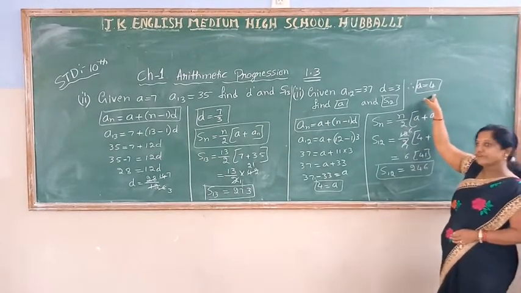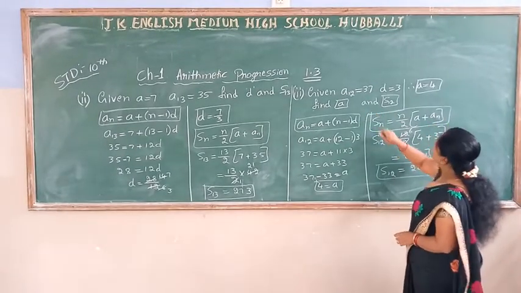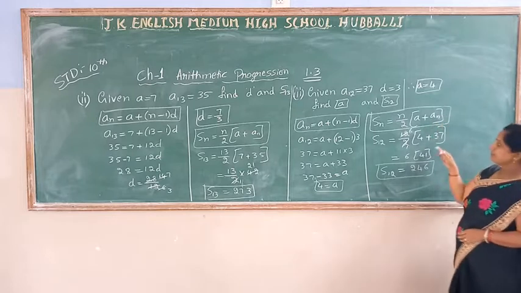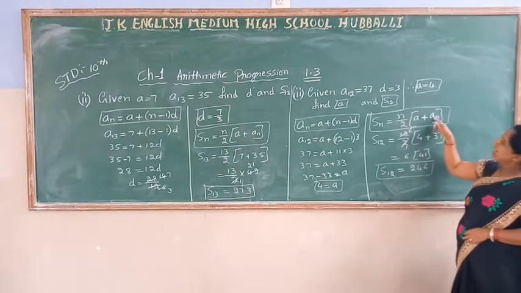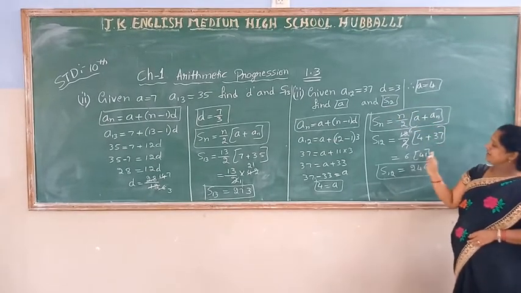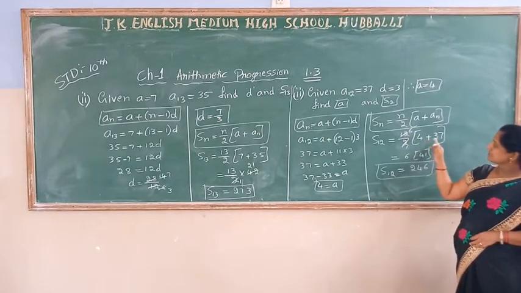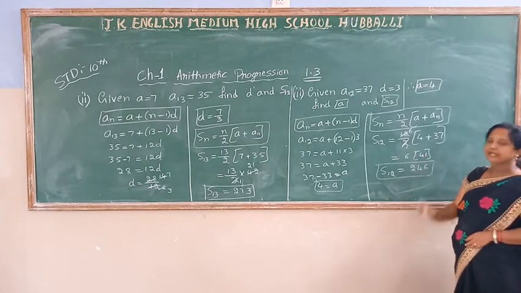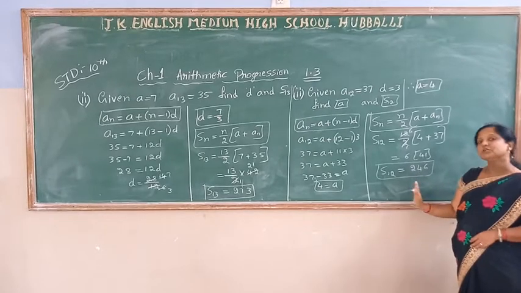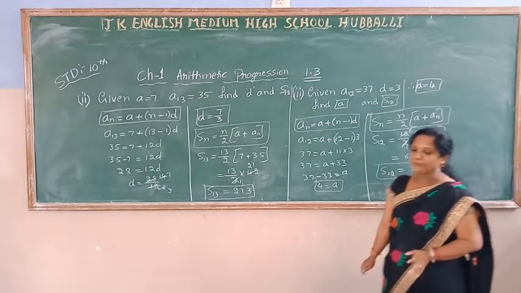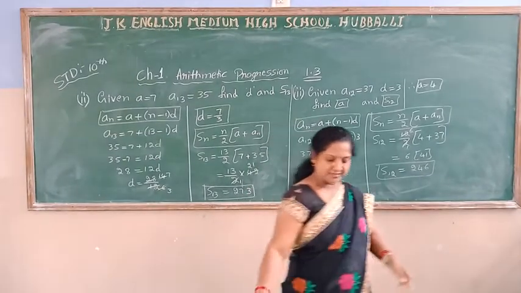Then after getting the value of a, you will find the sum of 12 terms, Sn is equal to n by 2 into a plus an. Substitute the values: n value 12, a value 4, and the nth term, that is the 12th term value, is 37. Substitute and simplify: 2 ones are 2, 2 sixes are 12, so 6, and 37 plus 4 is 41. Multiply, we get 246. So therefore, the sum of 12 terms is equal to 246. Children, copy down these two sums properly in your notebook. Okay, we continue next.